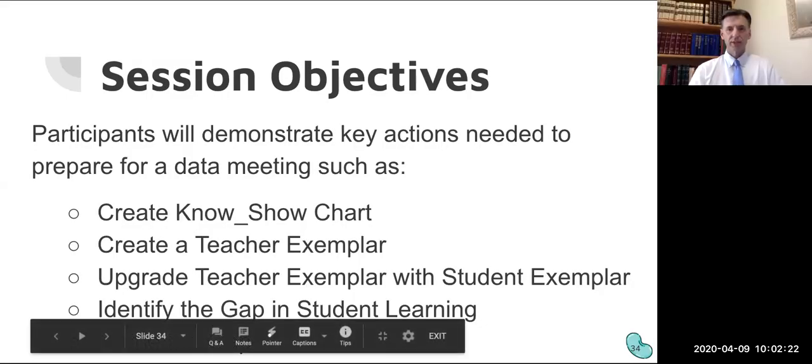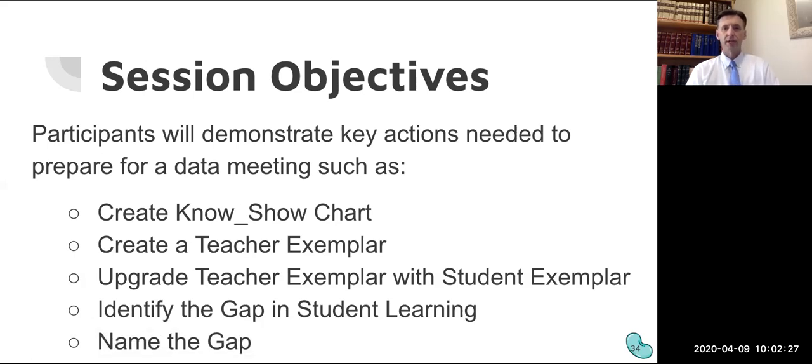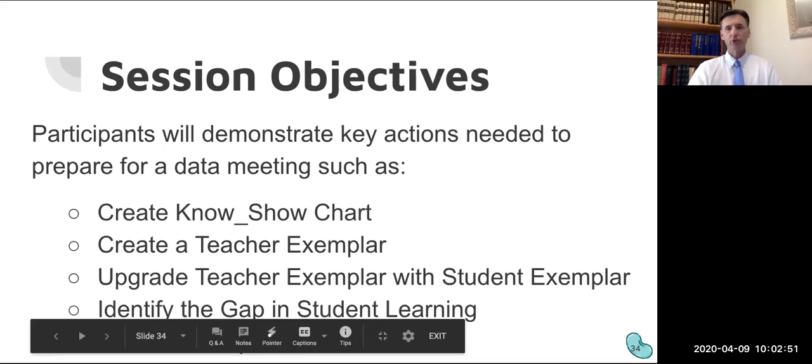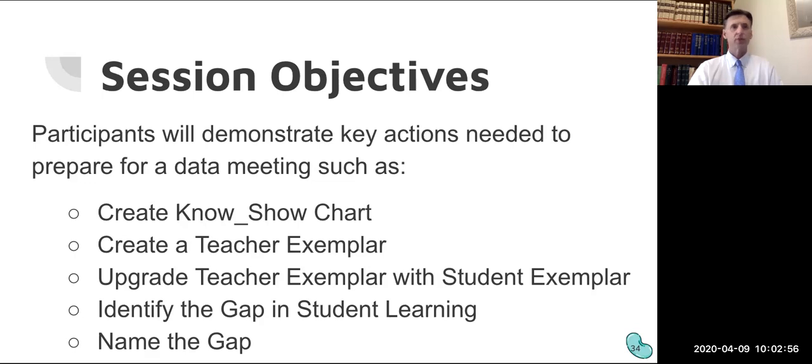So these are our session objectives for today. You, the participant, will demonstrate key actions needed to prepare for a data meeting, and those things would include creating that no-show chart, creating a teacher exemplar, and then upgrading that teacher exemplar with student exemplars. You'll also look at identifying the gap in student learning, such a crucial step, and then also naming the gap, which I believe is just as important as identifying, is making sure that everybody is very well aware of that. So we certainly hope to achieve all of these objectives today, and we hope that you will be able to accomplish these things with us as well.